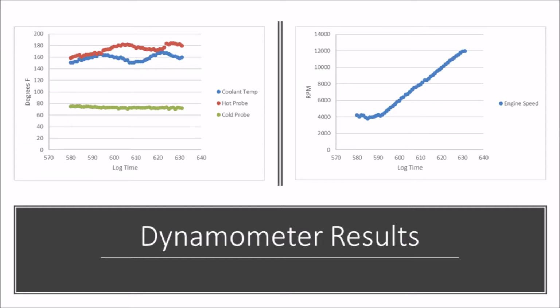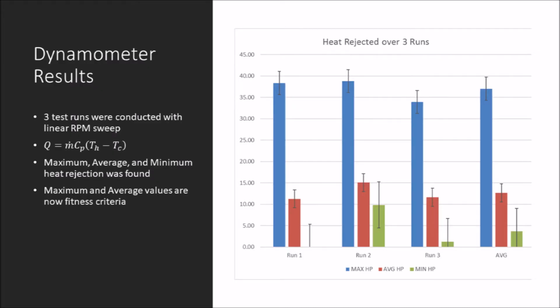These are the results from the dynamometer. The graph on the left shows 3 temperature probes at various locations in the coolant line over time. The right graph shows the engine RPM over time. These tests were conducted at wide open throttle, which is the most extreme case the radiator will see. 3 tests were conducted with the wide open throttle RPM sweep to determine the maximum, average, and minimum heat rejection. Using Q equals m dot C sub P delta T, the heat transfer out of the engine can be calculated. These values will be the fitness criteria for the optimization.